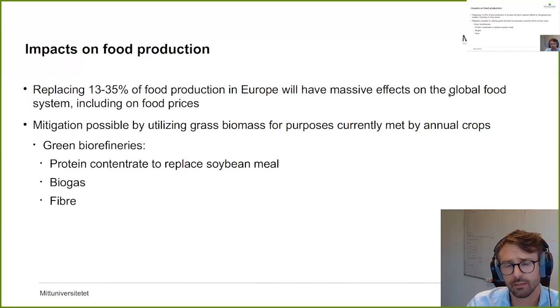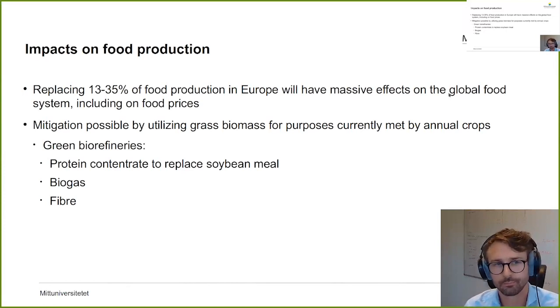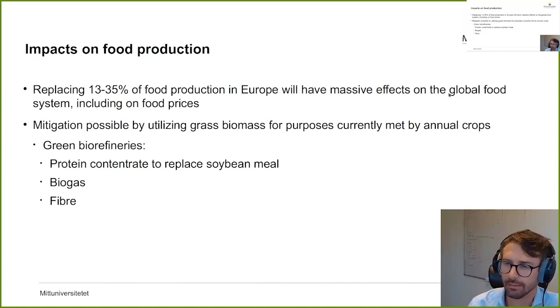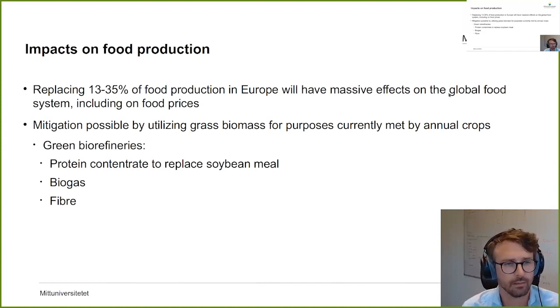That means that if we use the grass biomass for something, then we usually use annual crops for it. Then we don't need to produce that amount of annual crops any longer. So then we don't displace the cropland somewhere else. And a very interesting alternative when it comes to this is to use green biorefineries.